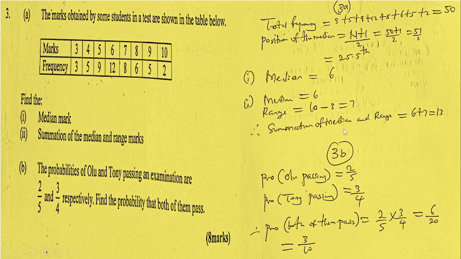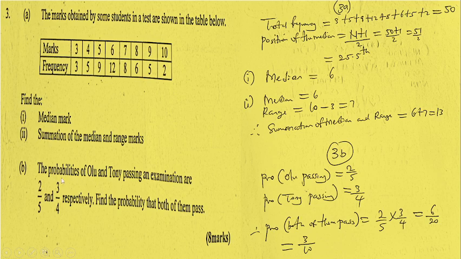So that means the summation of the median and the range will give us 6 plus 7, and that gives us 13. So that's the solution for 3A. Let's go to 3B, and that question is on probability.